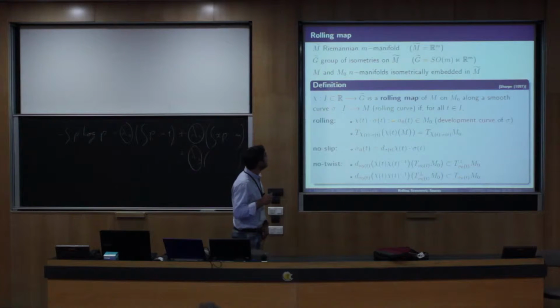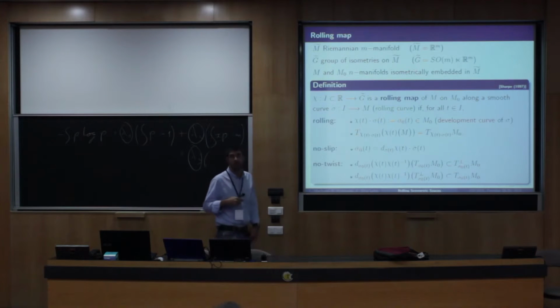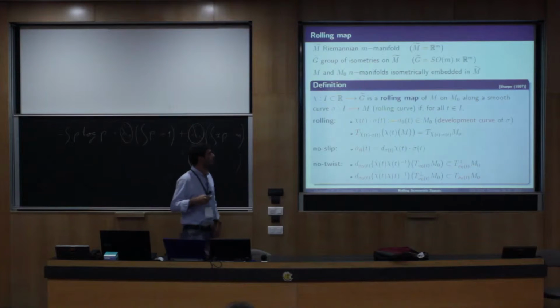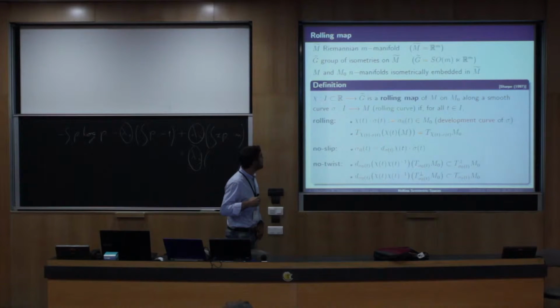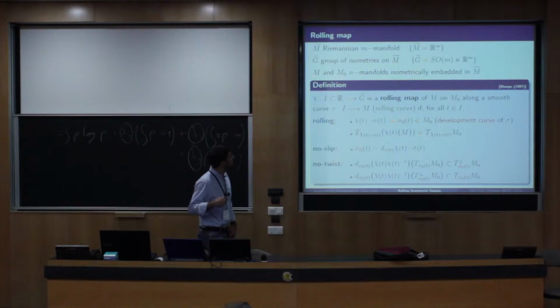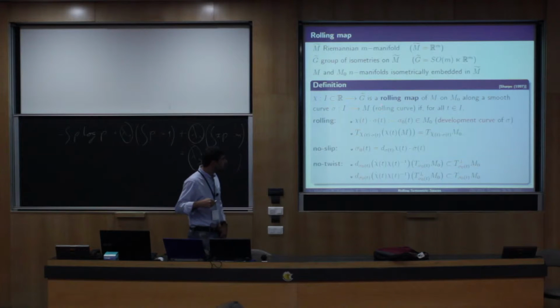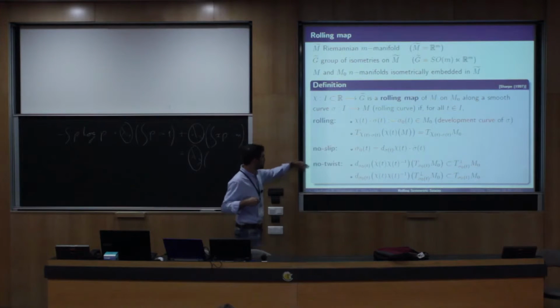Finally, we will consider two n-dimensional manifolds, so two manifolds with the same dimension, isometrically embedded in the ambient manifold. We say that a map from a closed interval of the real numbers to the group of isometries is a rolling map of the manifold M upon the manifold M0 with rolling curve sigma, which is a smooth curve in M, if for all t these conditions are satisfied. So we have the rolling condition and two non-holonomic conditions, the no-slip and the no-twist conditions.